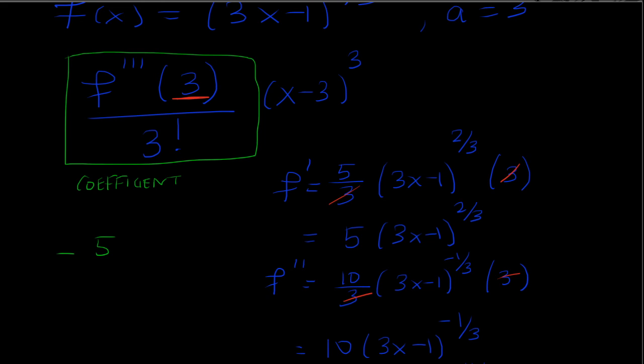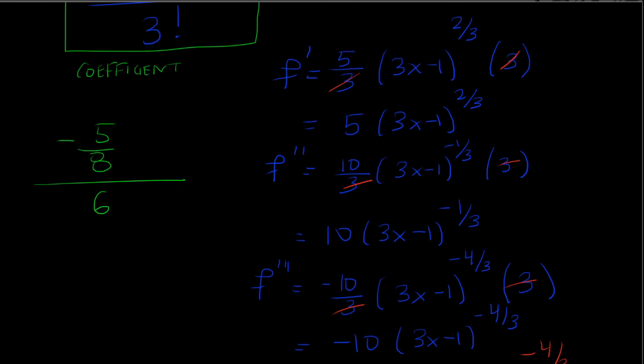So I'm going to have negative 5/8 in the numerator divided by 3 factorial, which is 3 times 2 times 1, and that's 6. We can simplify this. Because we're dividing by 6, that's the same thing as multiplying by 1 over 6. And that's just going to be negative 5 over 48, which is the coefficient that we're looking for.